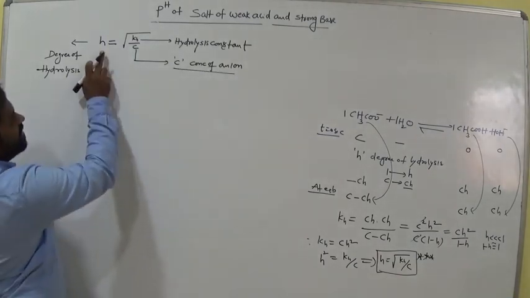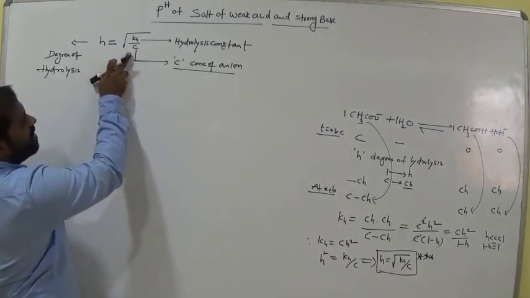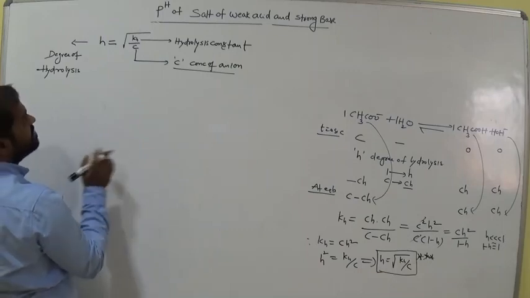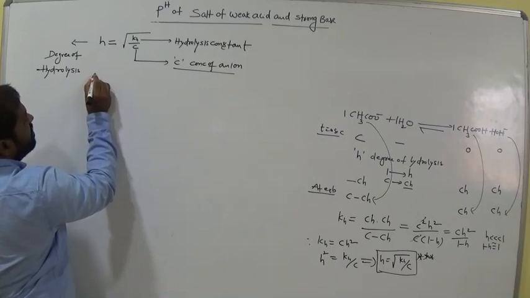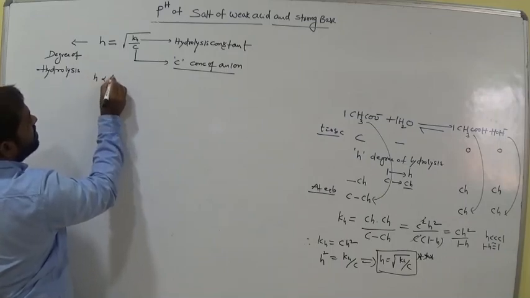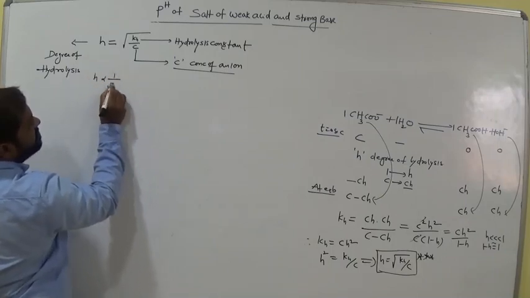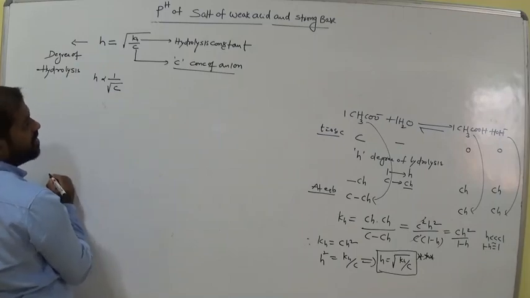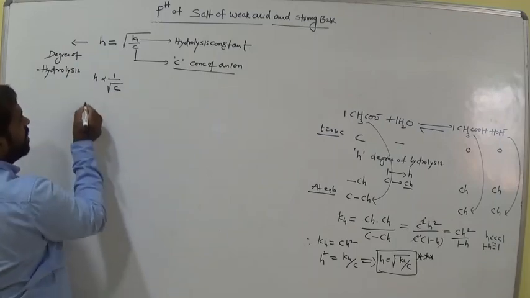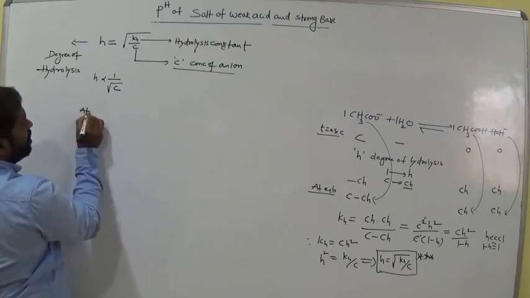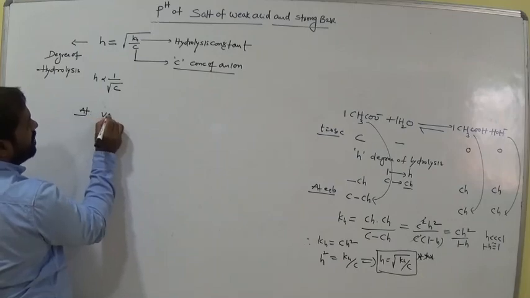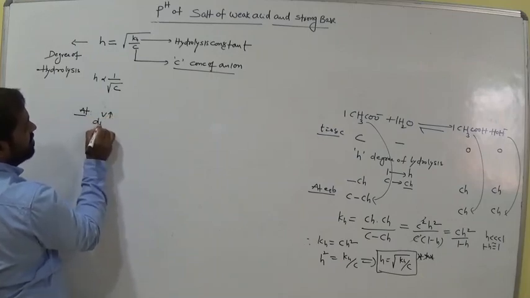Now this means, does h depend on concentration or not? Okay, let's see. Now what is the relation here? h is inversely proportional to the square root of C. Am I right? This is the concentration term. Okay, and let's see, when the volume is high, that is more dilution.